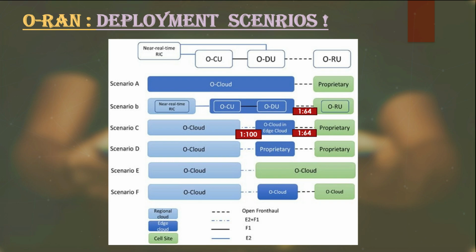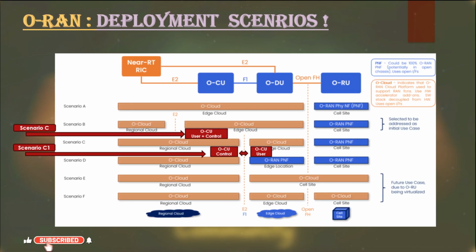Now the second option is option B. In this case, ODU and OCU are still placed at the edge cloud but near real-time RIC is now deployed at the regional cloud. This can be implemented in dense areas. Latency will still be low as OCU is still near to the cell site area. Next is option C, where the ODU is placed at the edge cloud but OCU and RIC are deployed at the regional cloud.